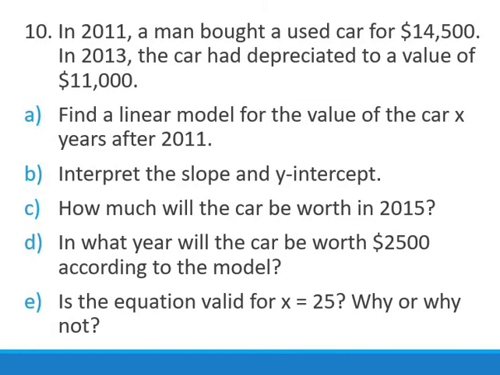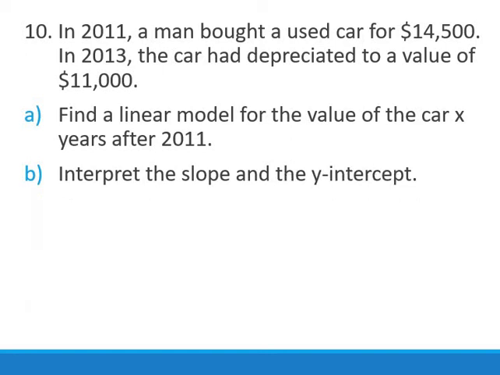Okay, another application here, a linear model. In 2011, a man bought a used car for $14,500. In 2013, the car had depreciated to a value of $11,000. And we're going to do several parts here. But let's do parts A and B together. We need the slope and the y-intercept to write the line, so we might as well do them together. Find a linear model for the value of the car x years after 2011.